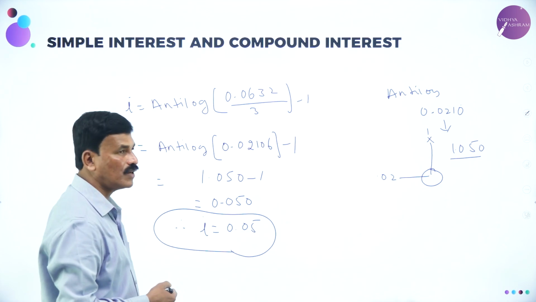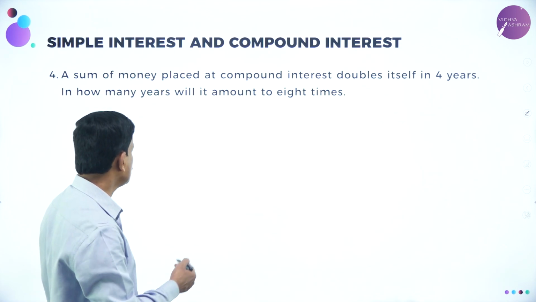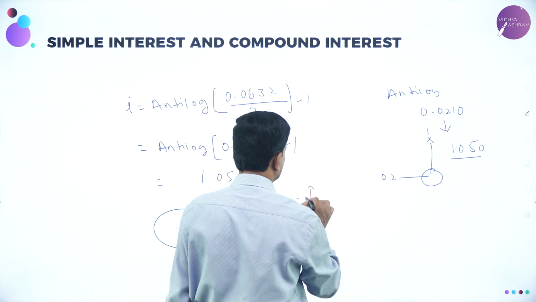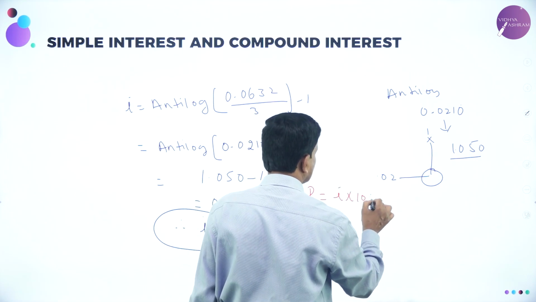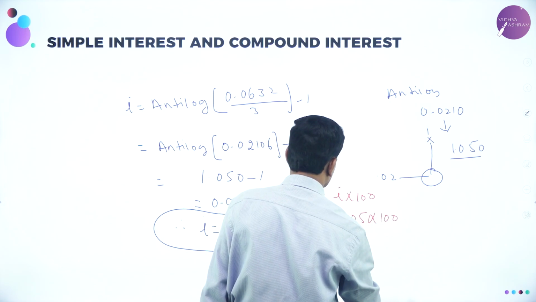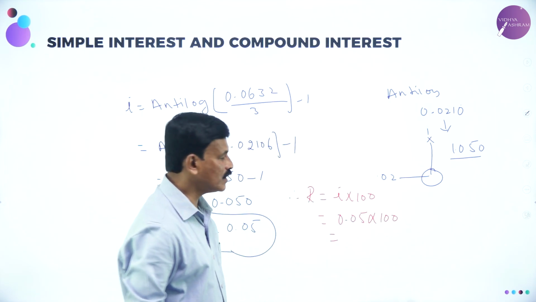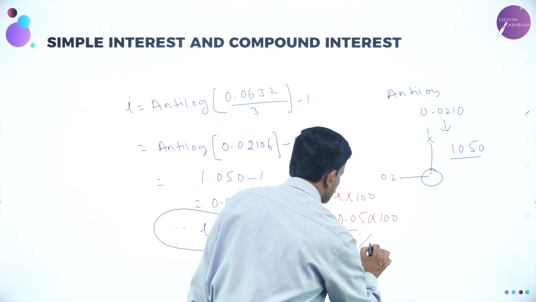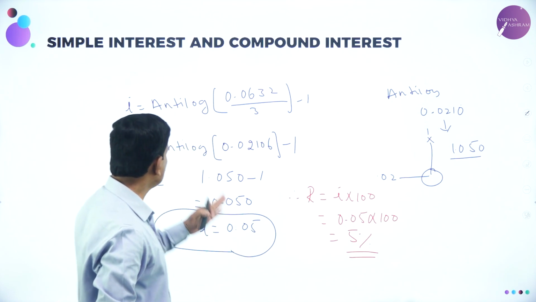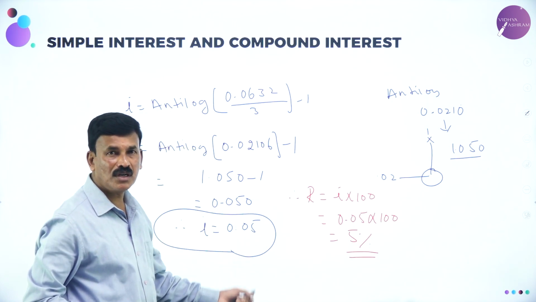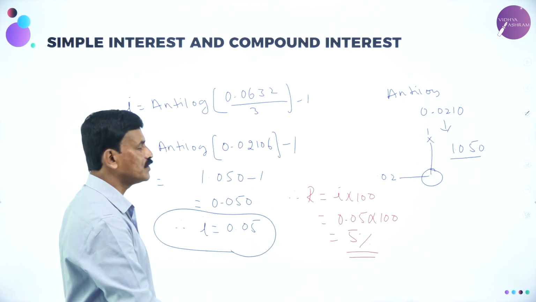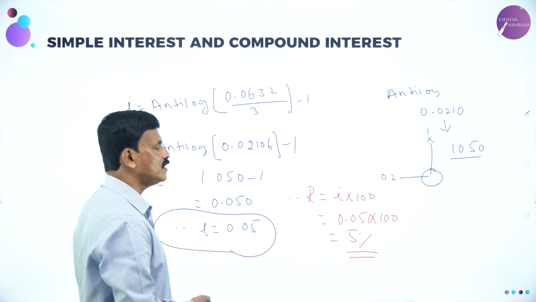Now, once you know the value of I, what is required to find is R, the question mark. Okay. Now, what is R then? Therefore, R is equal to I into 100. What is I? 0.05 into 100. What is 0.05 into 100? This is equal to 5%. So therefore the rate of interest is 5%. That's it. Okay. So just find out the value of I. Once you know the value of I, R is equal to I into 100. That is 0.05 into 100, which is 5%, the required answer.